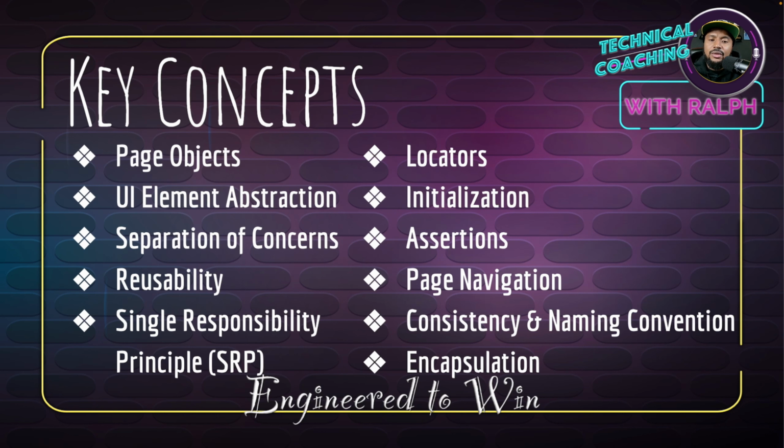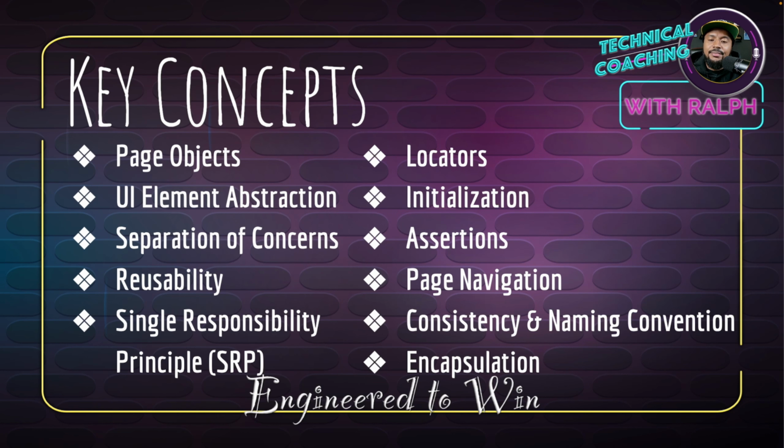All right. Another key concept are the locators, right? I think that might be the most important one. The locators. When it comes to automation in general, when it comes to web automation, locators are super, super important. So another key concept is initializing your page objects, the assertions, how you handle your assertions. Where is the proper place that your validation should go?